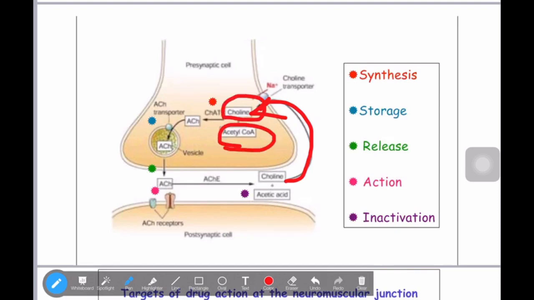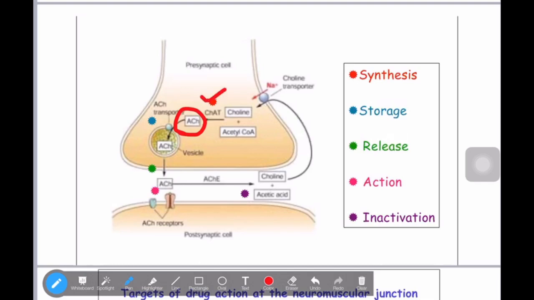Choline and acetyl will combine to form acetylcholine with the help of an enzyme. This enzyme is really important: choline acetyltransferase. With the help of choline acetyltransferase, acetylcholine is formed. After formation, it will be stored in the vesicle. A vesicle is nothing but an empty vessel.